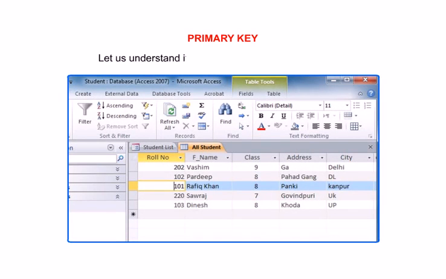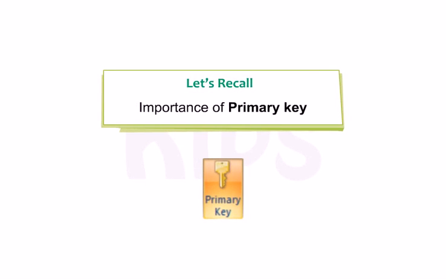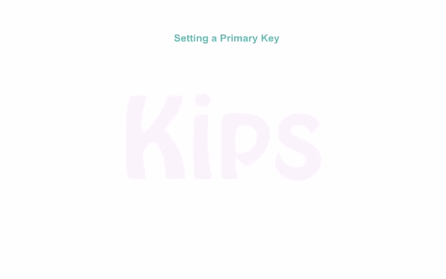Access uses the primary key to relate the table's record to those in another table. Let's understand it with the example of a student table. As we all know, each student in a class has a unique roll number, which cannot be assigned to any other student. Hence, roll number can be defined as a primary key to uniquely identify each record. Alright, can you tell me the importance of primary key? Alright, now we will learn how to set a primary key.